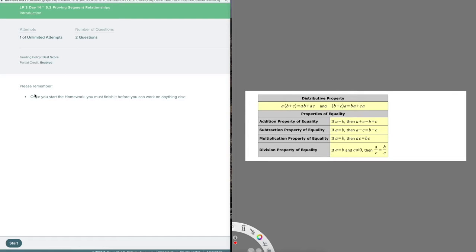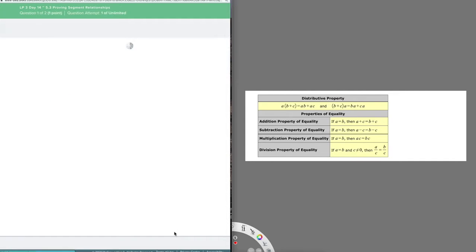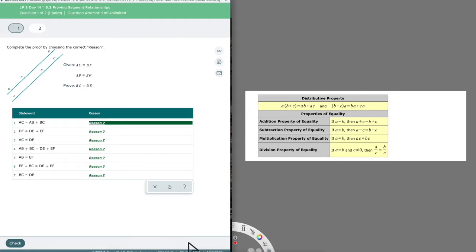Please remember that once you start your homework, you have to finish it before you can work on anything else. That has to do with submitting. So once I click start here, down in the bottom corner, I will see the submit assignment button. You don't see it on my screen, but you'll see it on yours. You need to make sure you always click that submit assignment button.